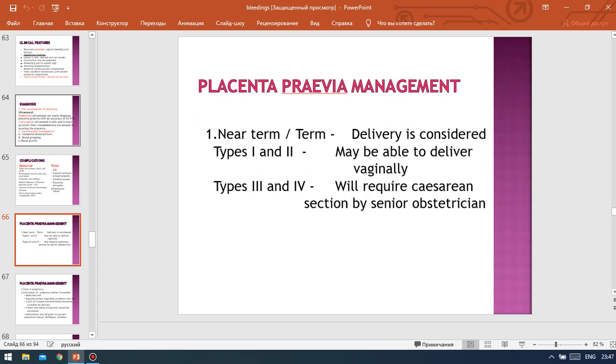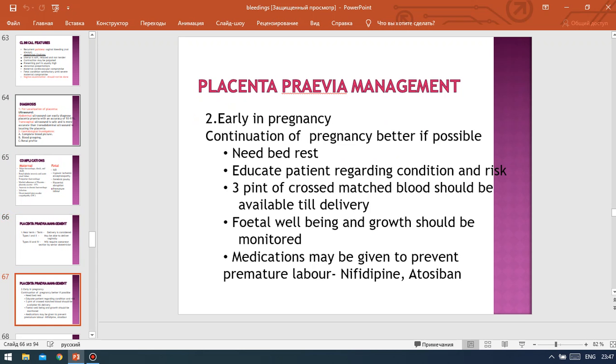Placenta previa management: near-term delivery is considered. Types 1 and 2 may be able to deliver vaginally, but types 3 and 4 will require cesarean section by a senior obstetrician. If it is found early in pregnancy, continuation of pregnancy is better if possible, with bed rest. The patient should be adequately counseled about recurrent conditions and risk, and 3 pints of cross-matched blood should be available until delivery.